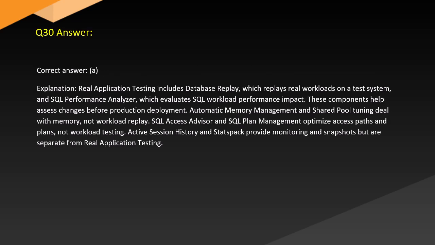Answer. Correct answer: A. Explanation. Real Application Testing includes Database Replay, which replays real workloads on a test system, and SQL Performance Analyzer, which evaluates SQL workload performance impact. These components help assess changes before production deployment. Automatic memory management and shared pool tuning deal with memory, not workload replay. SQL Access Advisor and SQL Plan Management optimize access paths and plans, not workload testing. Active Session History and Statspack provide monitoring and snapshots, but are separate from Real Application Testing.